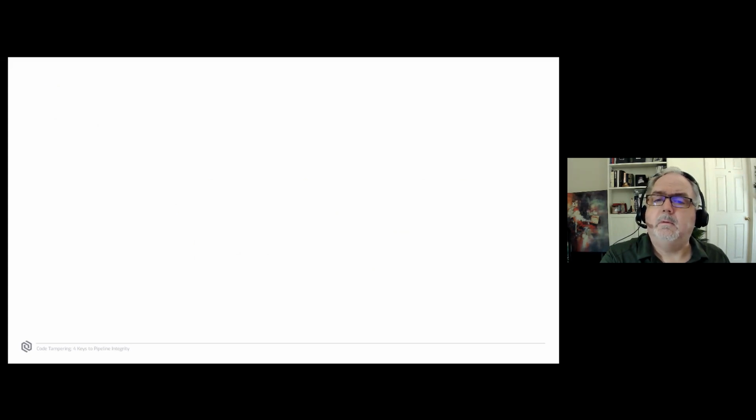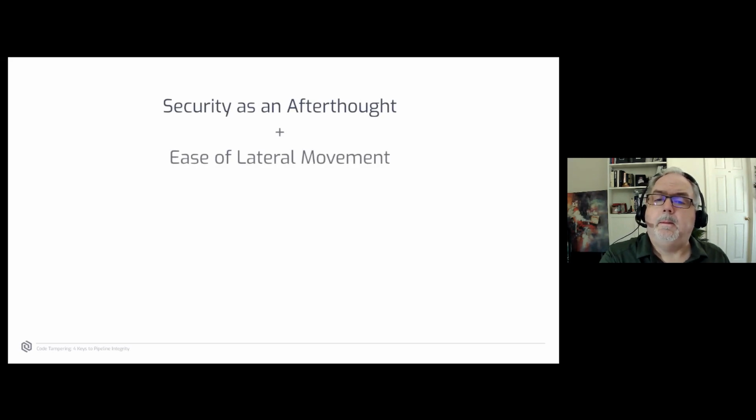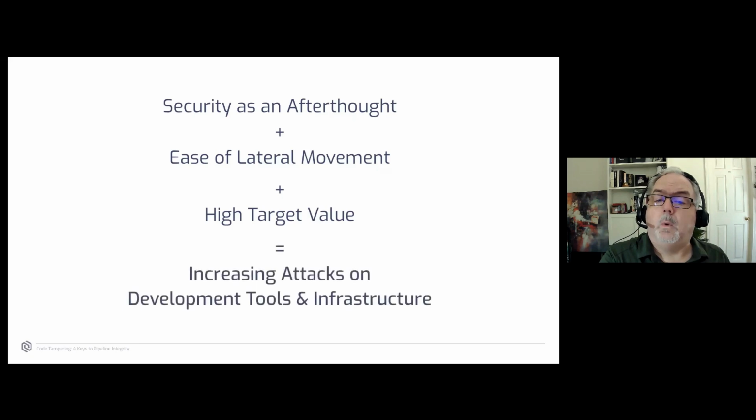To summarize, with security being an afterthought for development infrastructure, and automation enabling lateral movement to other environments, including the production environment, development pipelines represent a high-value target. So it's no wonder that attackers are increasingly focusing on development tools and infrastructure.